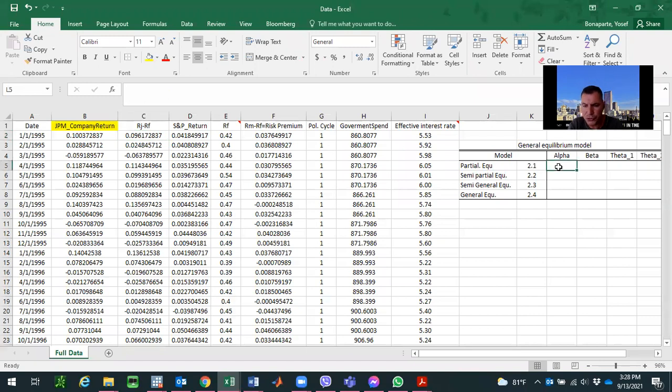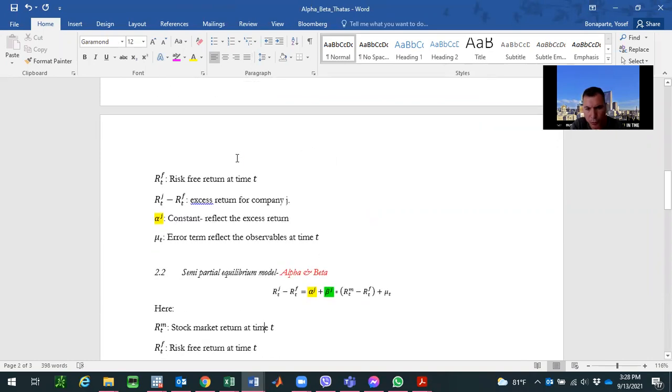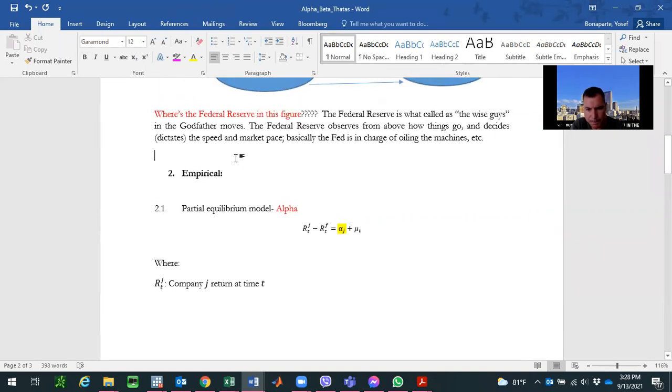So this is the first measure I want to calculate, which is partial equilibrium model 2.1. And then we have 2.2, up to 2.4. So let's do that.